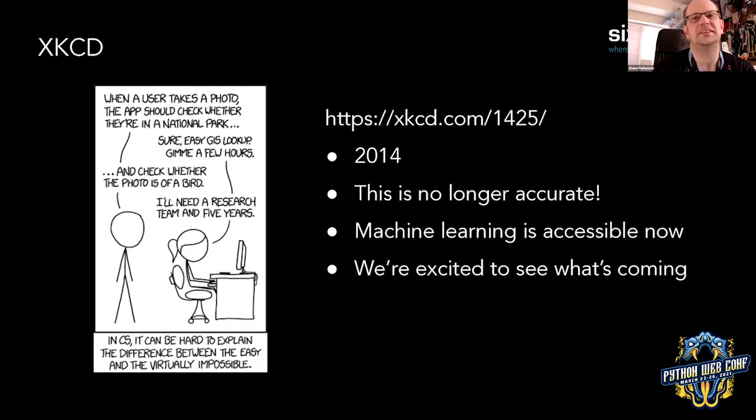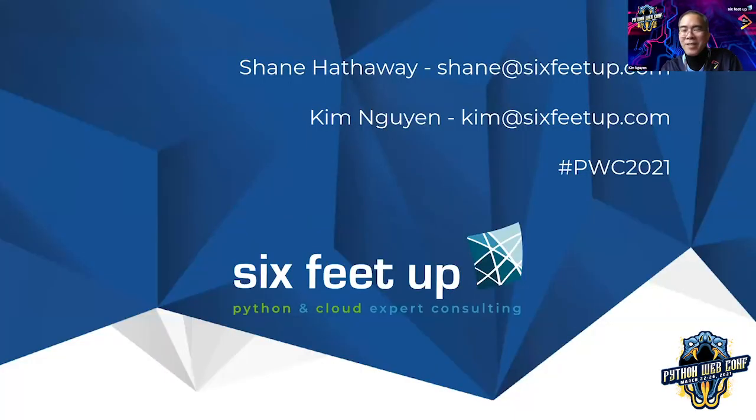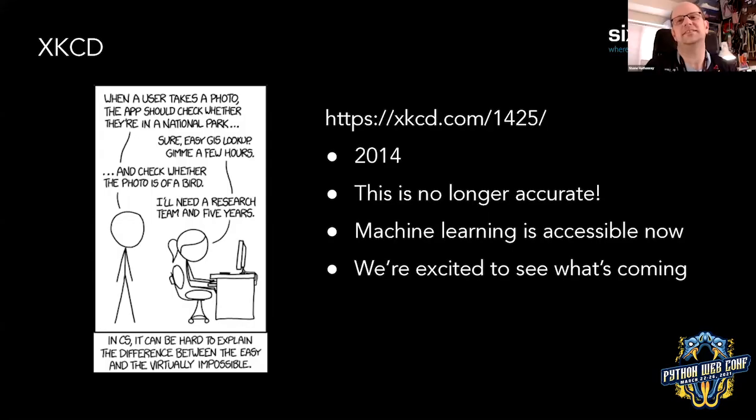It's often difficult to express to people why some things are much harder than others. But this was published in 2014, and it's actually no longer accurate because machine learning is now available to the masses. It's democratized. So this is simply not true anymore. And we're really excited to see what's coming. There is a lot more machine learning becoming available. It really is amazing how far neural nets have come from being toys.